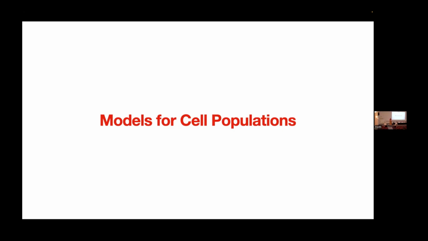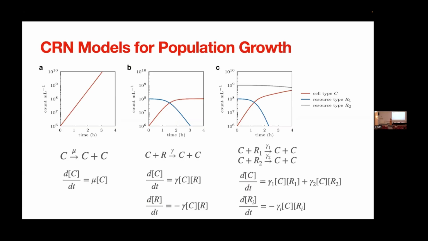Okay, so we've been talking about how to program cells, bacteria, and now let's try to do some distributed computing with that. So the first question is, how should we model? We've been modeling what's going on inside of a cell with chemical reaction networks, with CRNs.